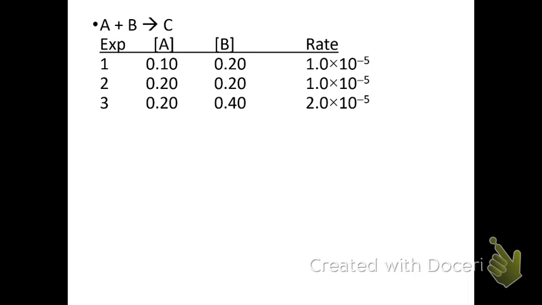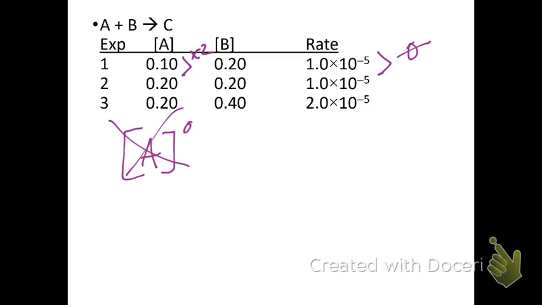Sorry about that. So I have A plus B yields C. And so when I look at this, I say in experiment 1 and 2, when I doubled A, so times 2, no effect. 0 things happen, okay? No effect. So that means A, we would call it 0 order, which means we will not be including it in our rate law, okay?